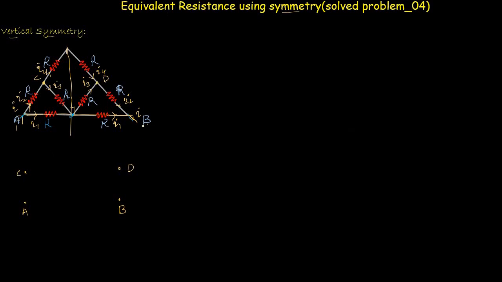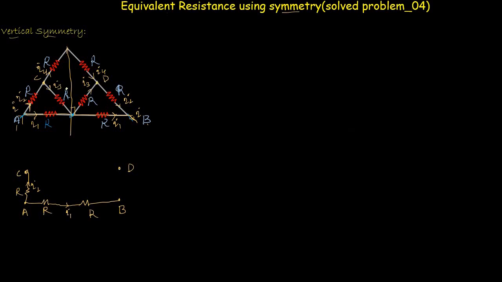Now in between A and B, these two resistors are connected in series, because the same current flows through these two resistors, which is the current I1. Now in between point A and C we have another resistor R, and there exists the current I2 through this resistor.